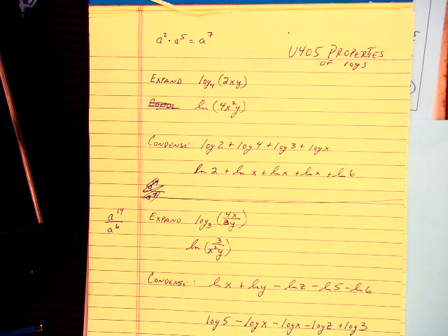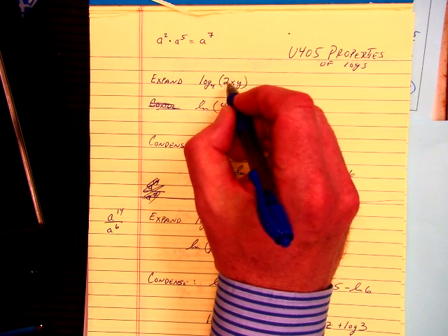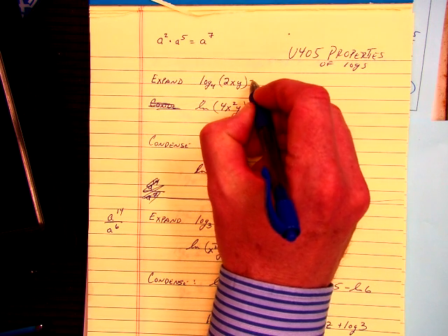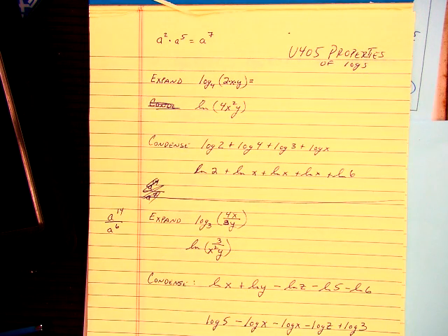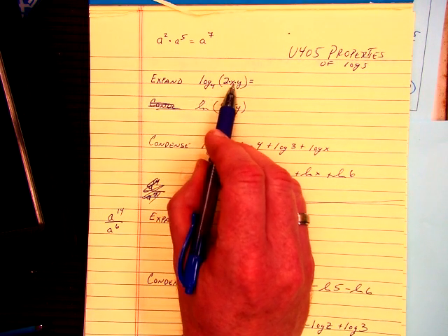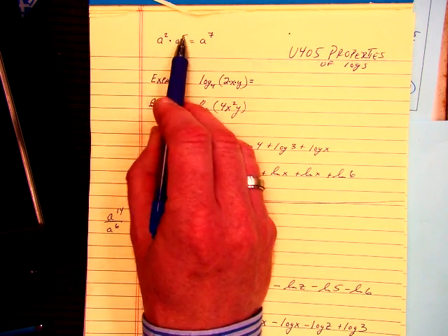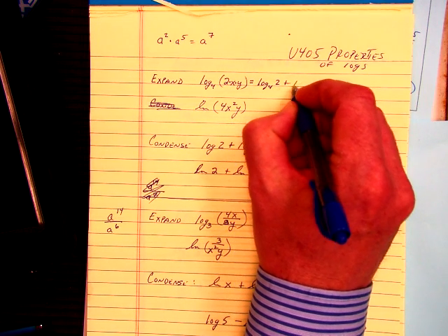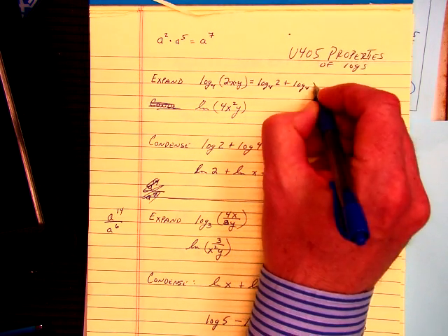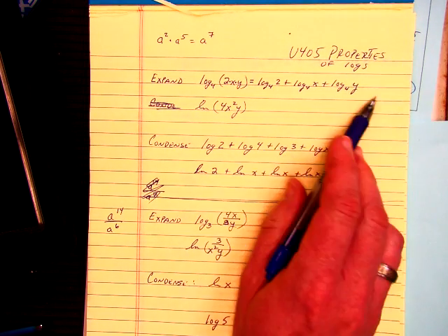Now with logs, one thing we have not done are properties. We've done lots of solving with them, but we haven't done properties. And what we're going to do is realize that we can expand this because this is really 2 times x times y, and I can write it into 3 separate terms. And since it's multiplication, you're going to add it. So just like when it was here, when we were multiplying, we added these. So this would be log base 4 of 2 plus log base 4 of x plus log base 4 of y. And so that is now an expanded form.